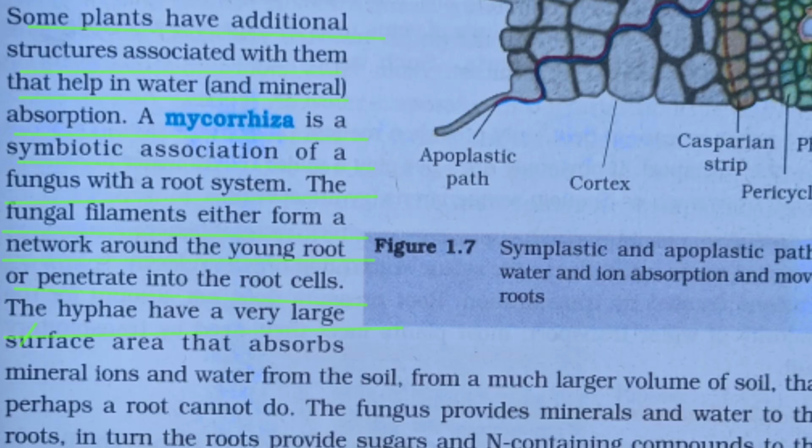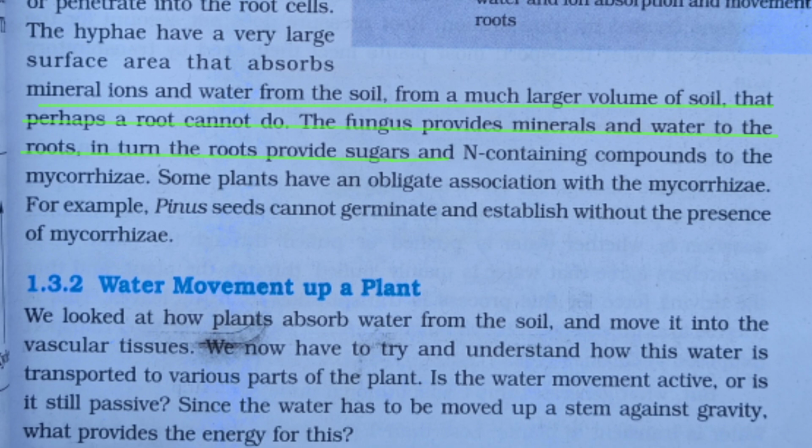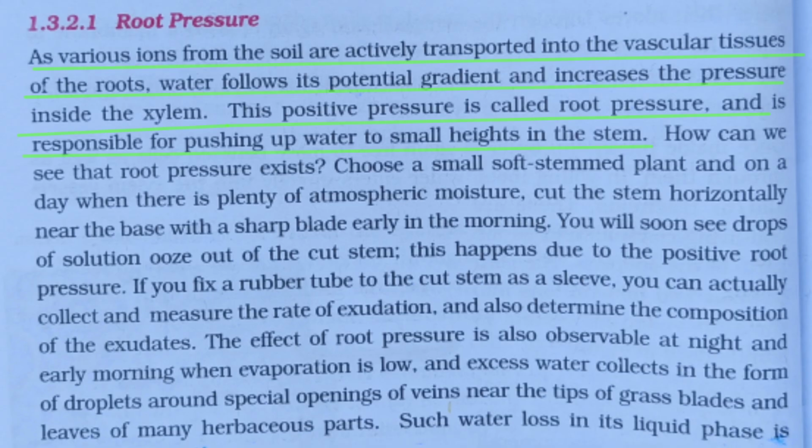Some plants have additional structures associated with them that help in water absorption. Mycorrhiza is a symbiotic association of a fungus with a root system. The fungal filaments either form a network around the young root or penetrate into the root cells. The hyphae have a very large surface area that absorbs minerals, ions and water from a larger volume of soil. This is a very important bit in an exam.